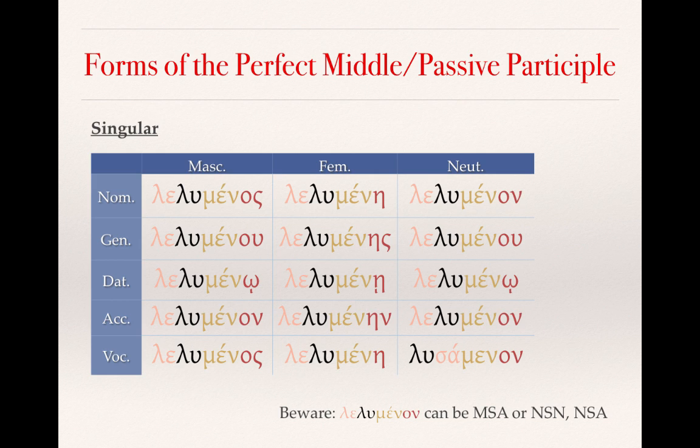And so your brain's going to want to shut down when you see a form like this because it's so long and it seems to have so many component parts. But if you just slow down and break out the reduplication, the men infix, and then the various endings, you should have no trouble analyzing these in the exercises. Just a small note that lelumenon is identical for the masculine singular accusative as well as the neuter singular nominative and the neuter singular accusative.